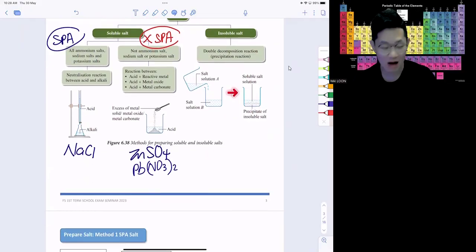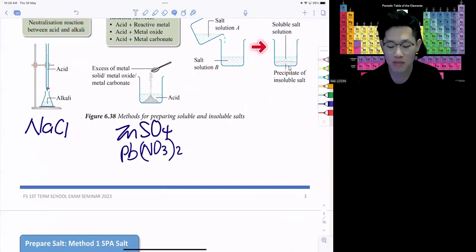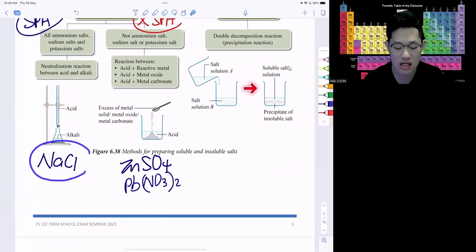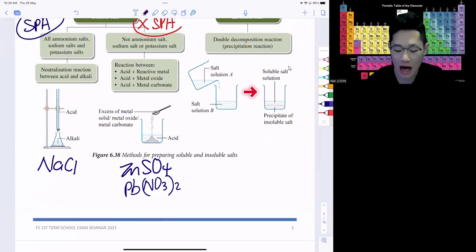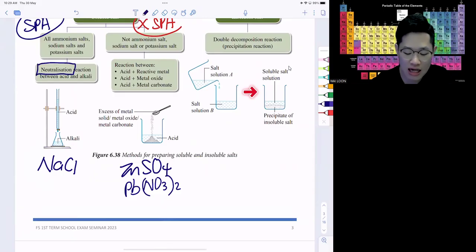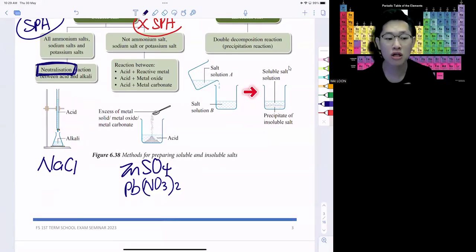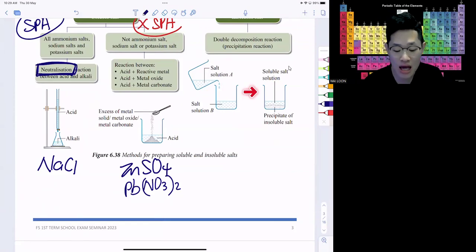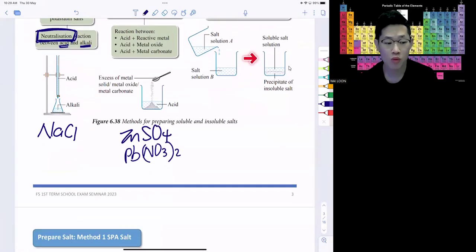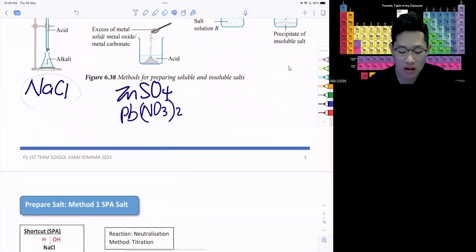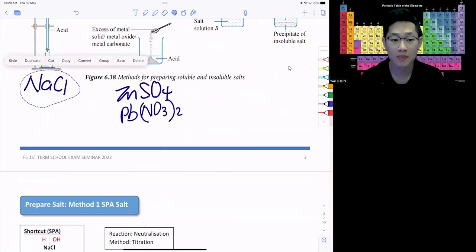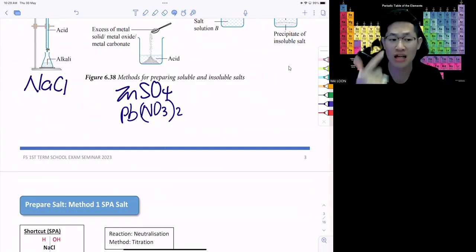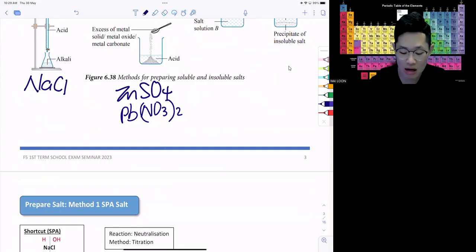Okay, and then now, how to find the reactant? If I want to make NaCl salt, they say we are using neutralization to make this kind of salt. Neutralization is a reaction between acid and alkali solution. So when I'm making this NaCl, definitely I would need an acid, I would need an alkali solution. So this is how you do it.